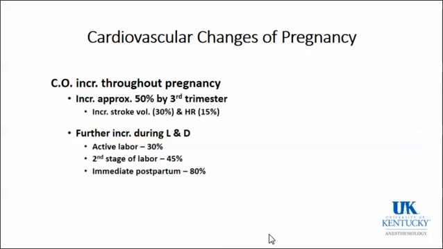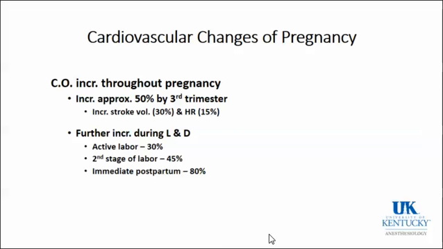So, talking about cardiovascular changes of pregnancy, cardiac output increases throughout pregnancy. By the third trimester, it's about 50% above pre-pregnancy levels. And this is due to a combination of primarily increase in stroke volume of about 30%, as well as about a 10 to 15% increase in heart rate. And that's just with the pregnant state.